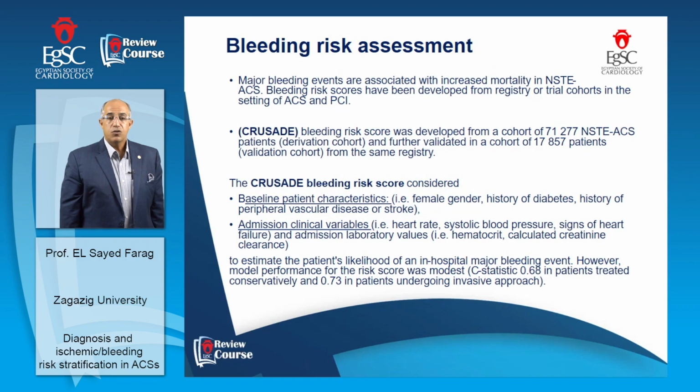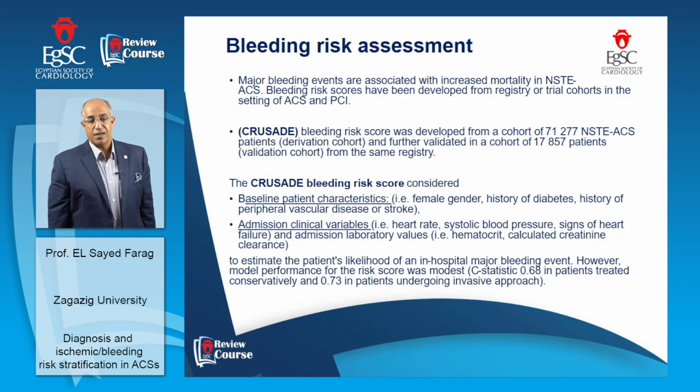It cannot go without mentioning also the bleeding risk assessment, because as we all know, the bleeding risk by itself is also an ischemic risk. So we have to make a bleeding risk assessment in those patients with acute coronary syndrome. Major bleeding events are associated with increased mortality in non-ST-segment elevation ACS. Bleeding risk scores have been developed from registry or trial cohorts in the setting of ACS and PCI. We have a very important risk score, the CRUSADE bleeding risk score, which was developed from a cohort of more than 71,000 non-ST-segment elevation acute coronary syndrome patients, and further validated in more than 17,000 patients from the same registry.